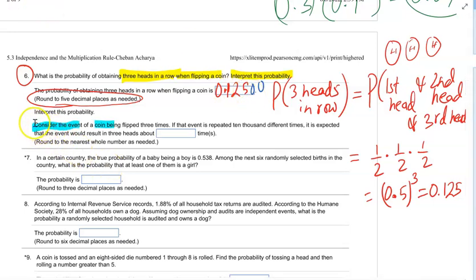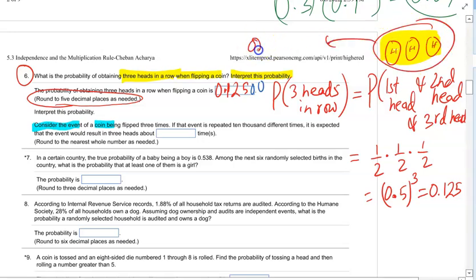Next part of the question. Consider the event of a coin being flipped 3 times. Okay. In other words, this is the one event. That's what the question says. If the event is repeated 10,000 different times, notice that if you repeat this 10,000 different times, what do you expect? All 3 head in a row.